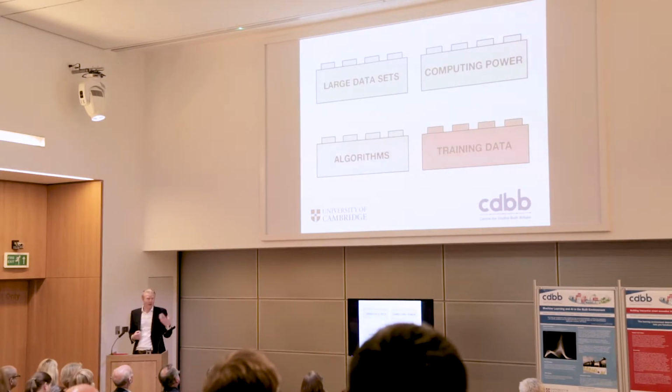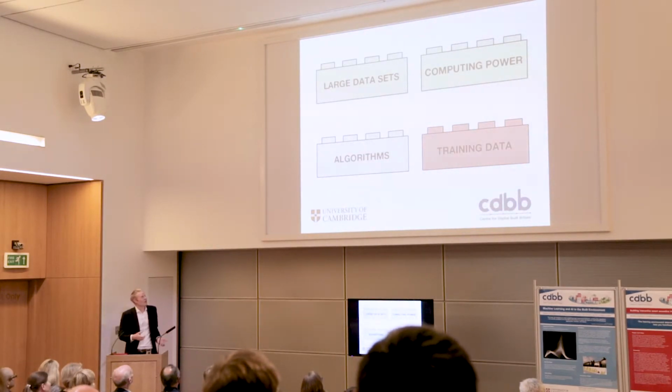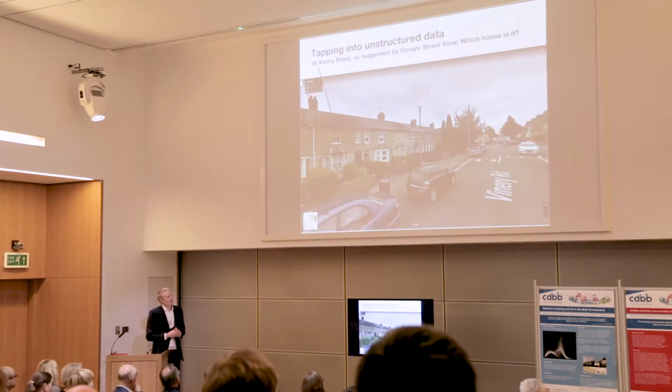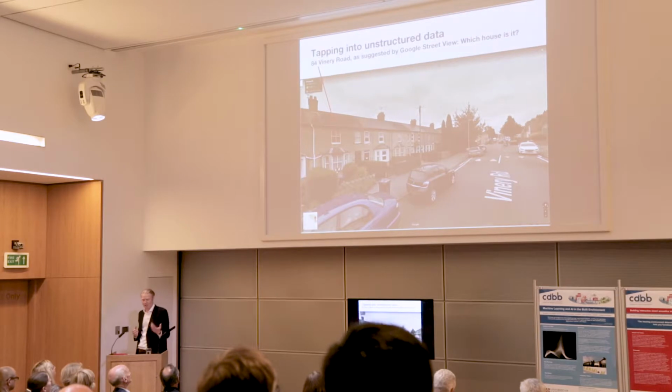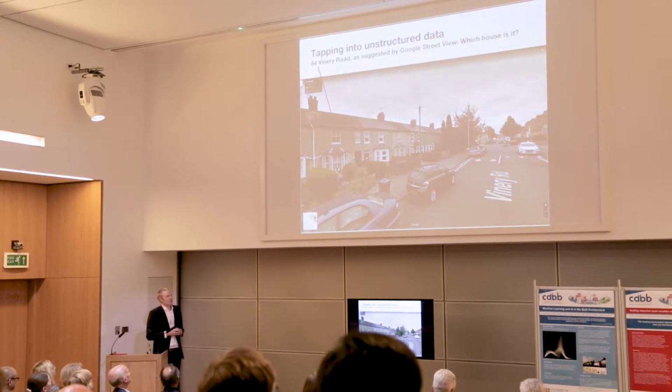And these blocks are large data sets like Google Street View. Computing power is not an issue anymore because we can get this from Amazon. We have algorithms from Google and Amazon and from Facebook. And also we have something missing right here, and that is a training data set that we can actually use to apply this to the built environment.